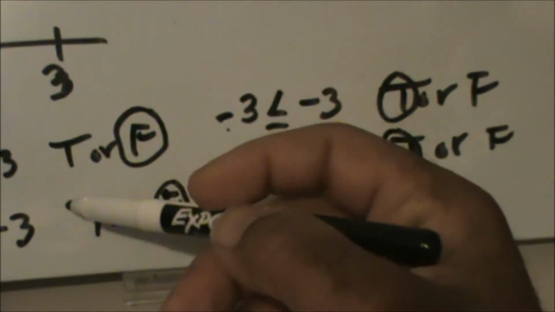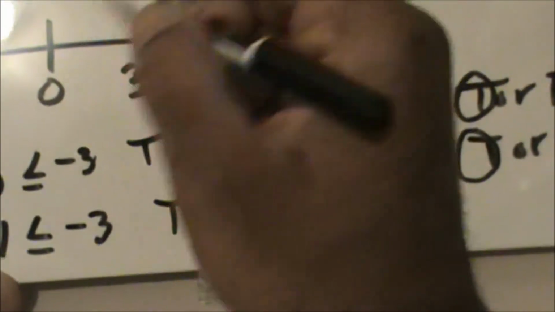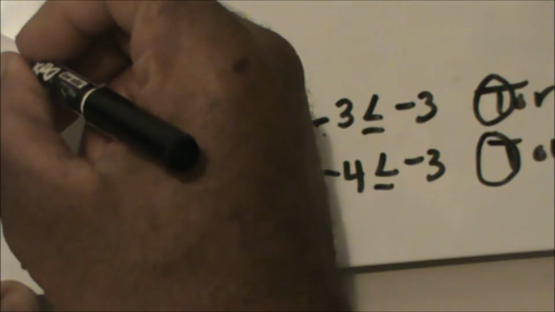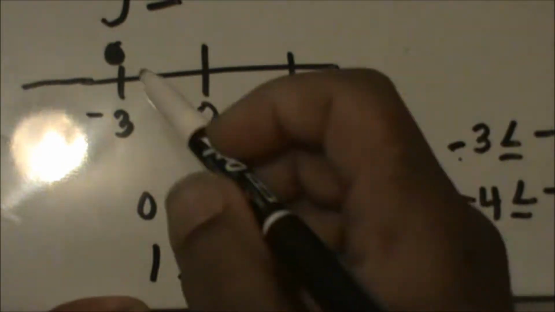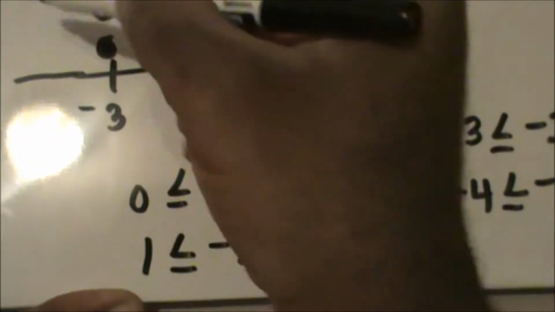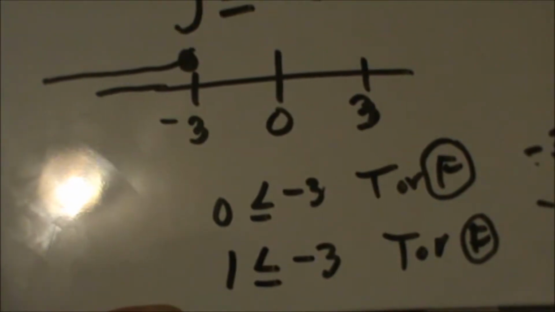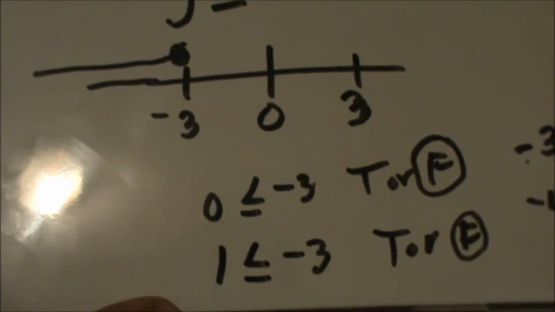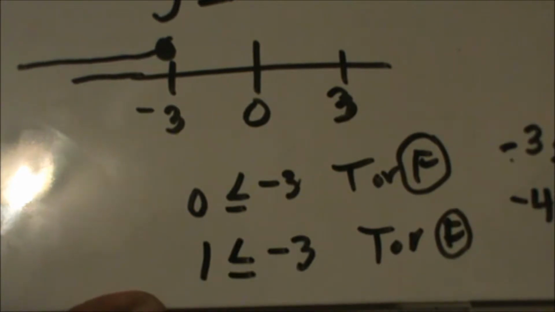So that means that this inequality will include values less than or equal to negative 3. That means that you're going to have a closed circle. All the values that are less than negative 3 are going to the left. So that's what your graph looks like. That describes graphing the inequality solution.